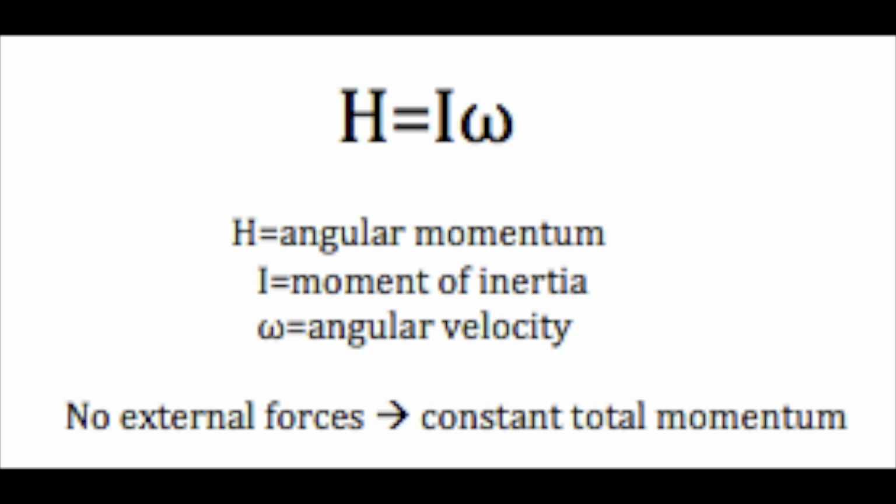The next topic we will discuss is momentum. Angular momentum equals moment of inertia times angular velocity. When there are no external forces, such as when the diver is in the air, the momentum is conserved. Once the diver is in the air, all she can do is alter her body position to adjust the moment of inertia, thus changing angular velocity.